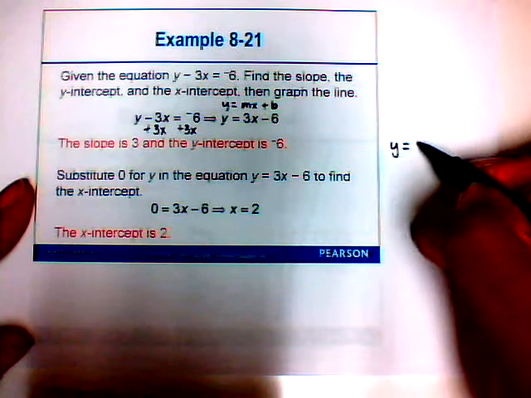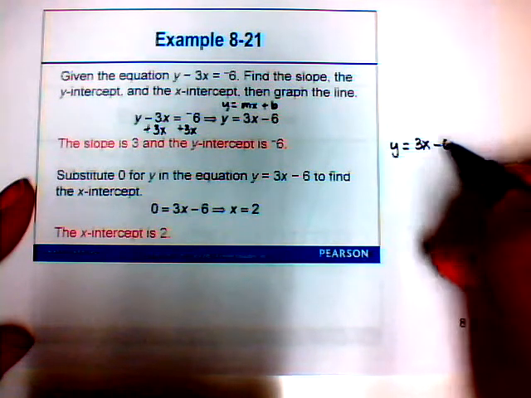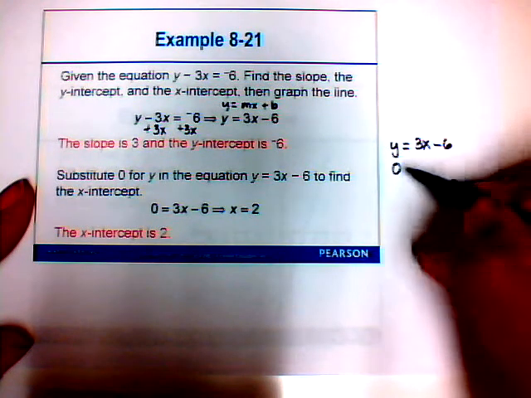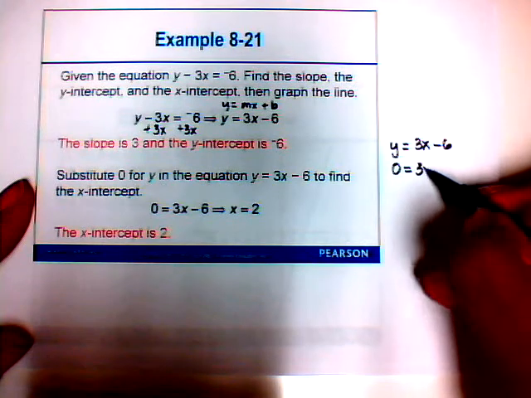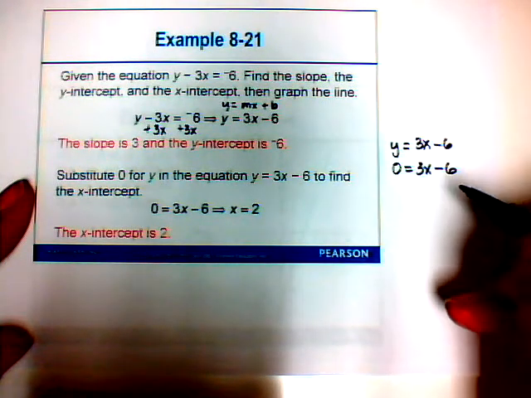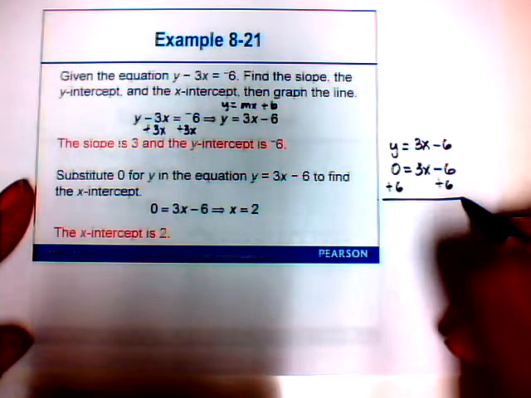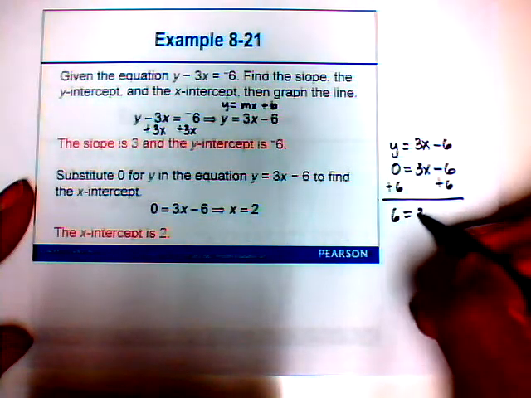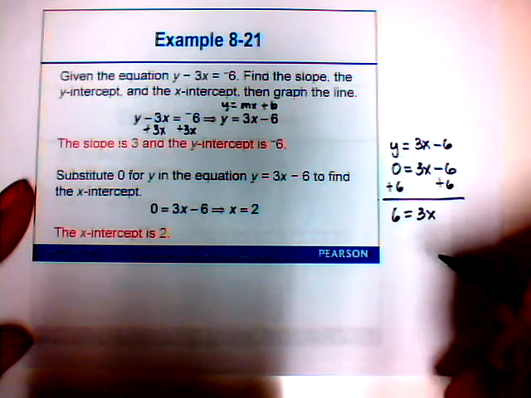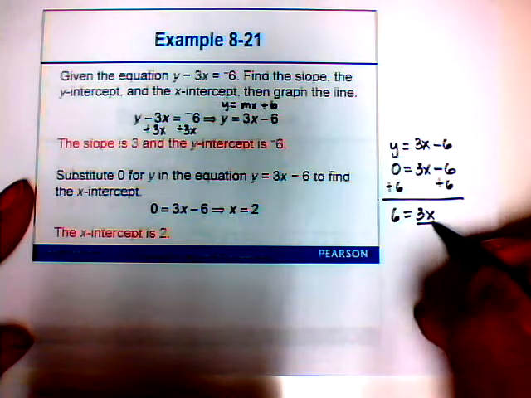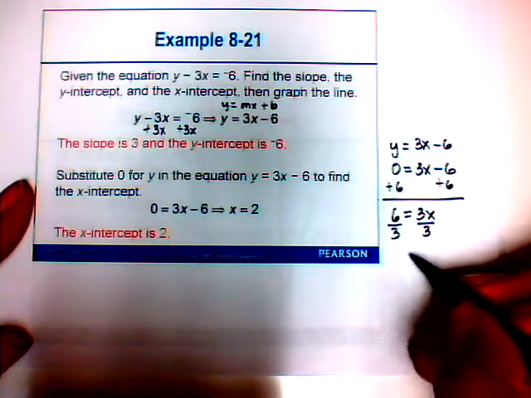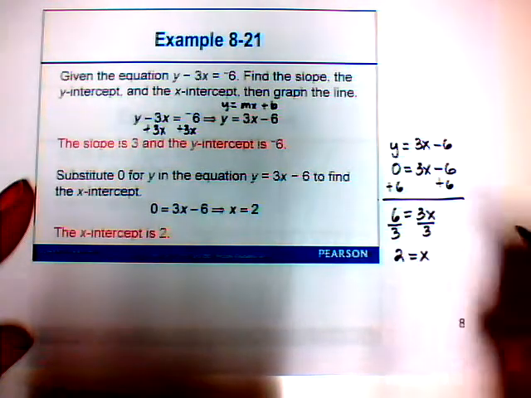And I'm going to write it out here. Y is equal to 3x minus 6. Substitute the y with 0. So you have 0 is equal to 3x minus 6. And then to get the x by itself, you're going to add 6 to both sides. So we're just simply solving for x here. So you have 3x is equal to 6. Then divide by 3. You're going to get x is equal to 2.